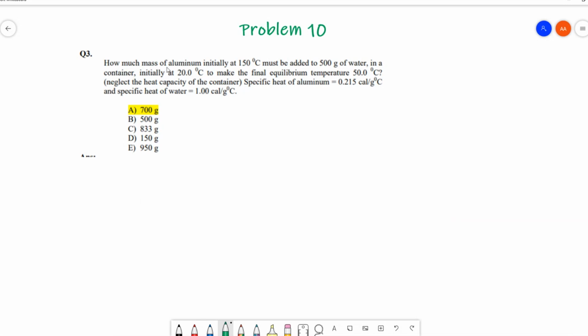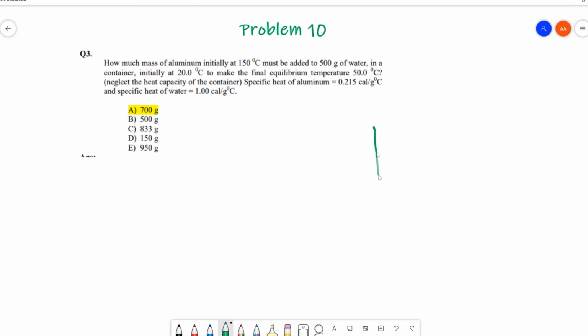How much mass of aluminum initially at 150 degrees must be added to 500 grams of water in a container initially at 20 degrees to make the final equilibrium temperature 50 degrees? So here we neglect the heat capacity of the container, and the specific heat of aluminum is 0.215 calorie per gram per degree Celsius, and for water is 1. Great. This one is very simple. It's straightforward. So there will be an exchange of heat.